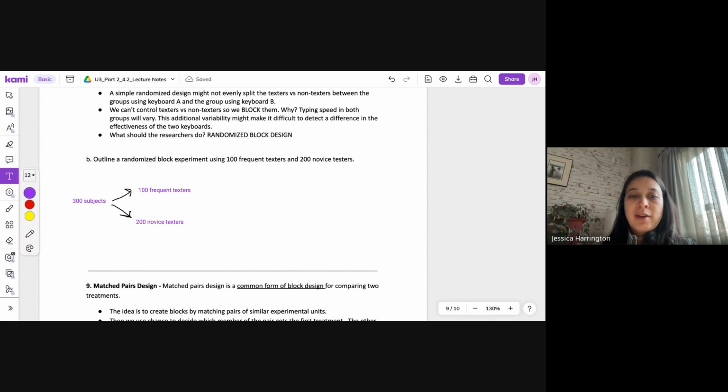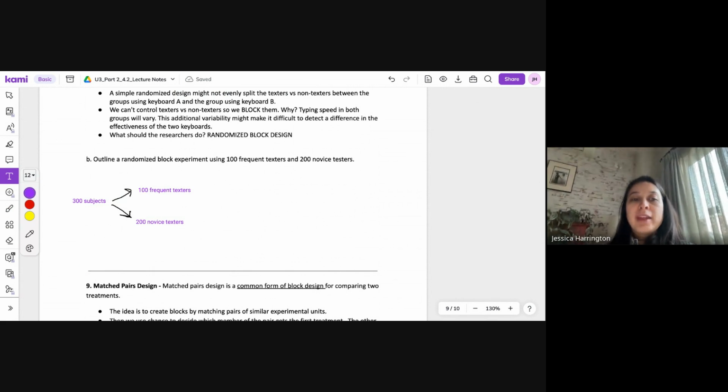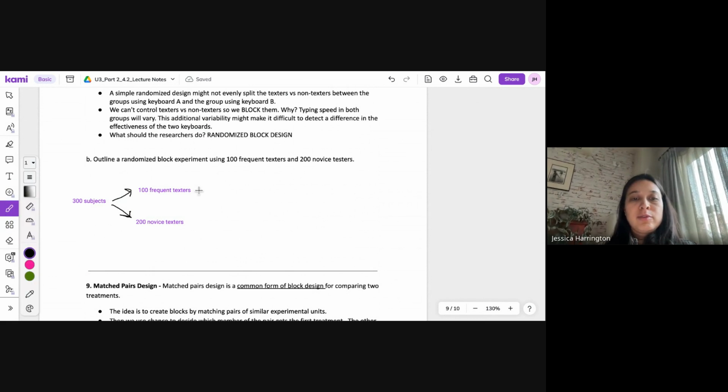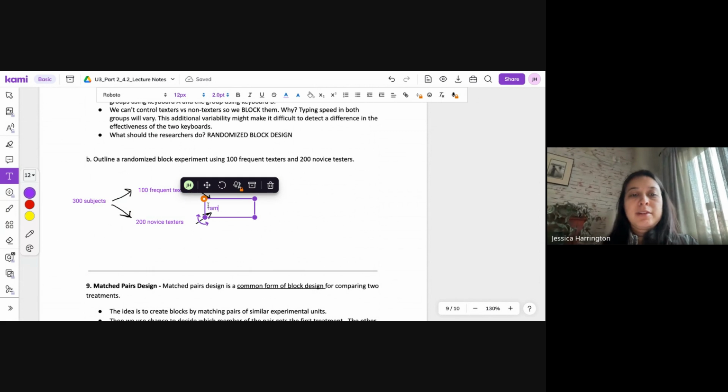But now what we have to account for is the randomized part. So we have to randomly assign, right? So let me drop a little arrow. We're going to do something with random assignment.